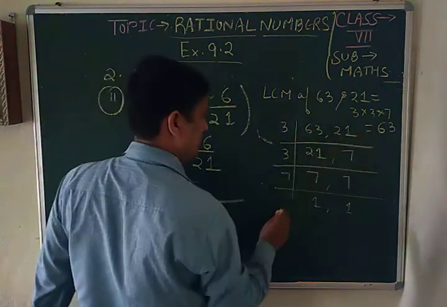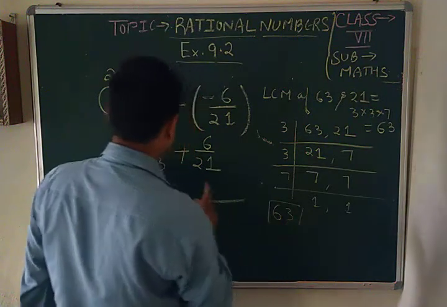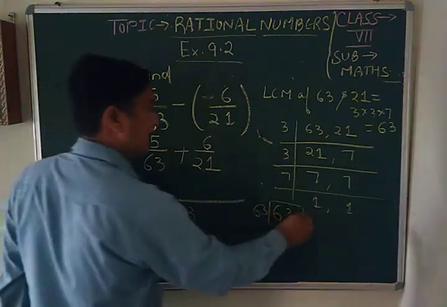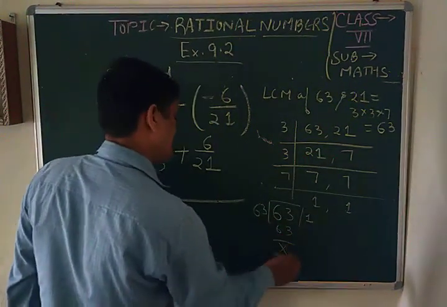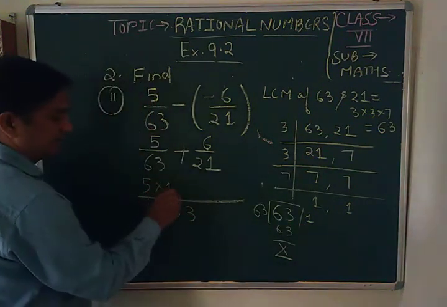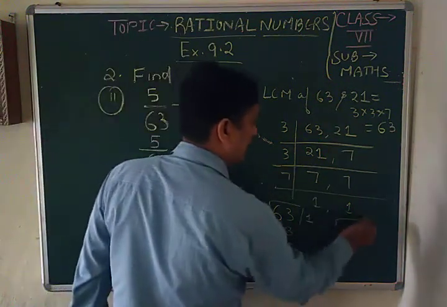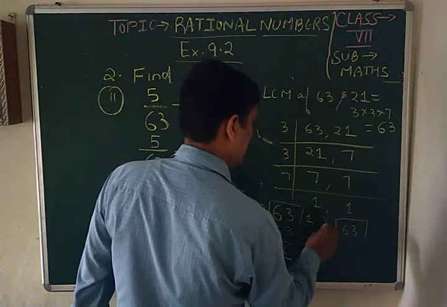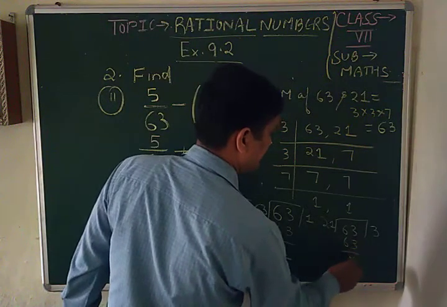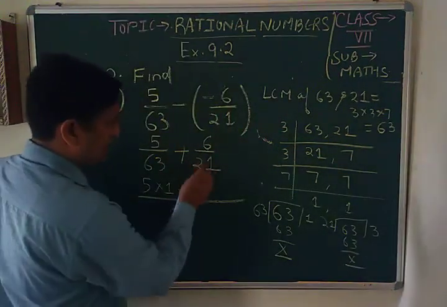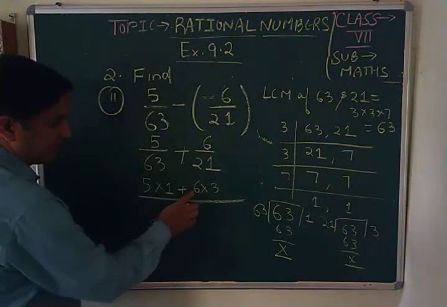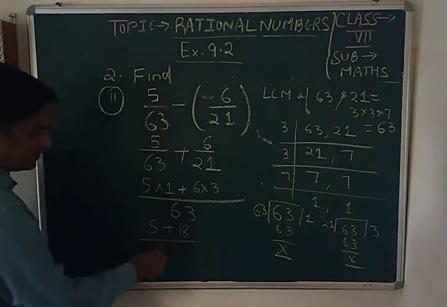Now divide this LCM 63 by the first rational number denominator, that is 63. 63 ones are 63. Now we will multiply this numerator by the quotient, that is 1, plus, now we will divide this LCM by the 21. 21 3s are 63. Now it becomes 5 1s are 5 plus 6 3s are 18 upon 63.